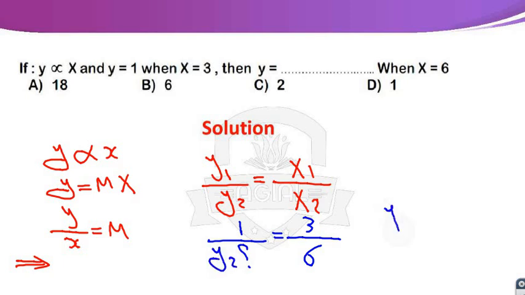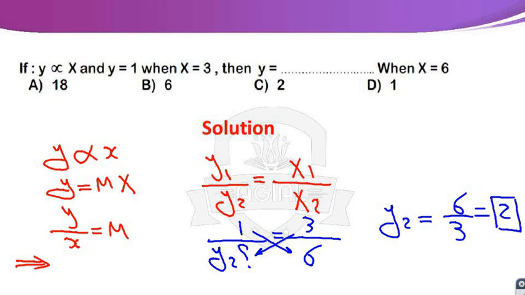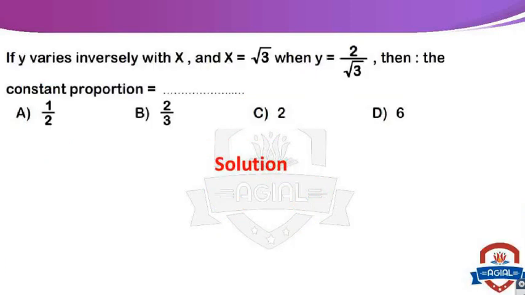Then for y2, the product of extremes equals the product of means. 6 over 3 equals 2. The value of y equals 2. Letter C is correct. Another example.